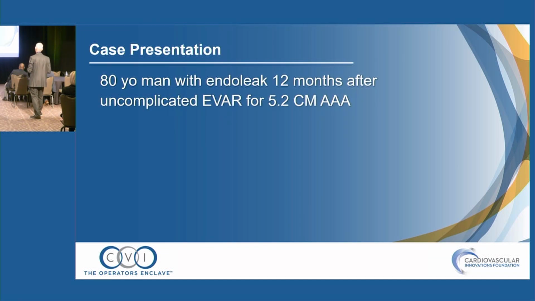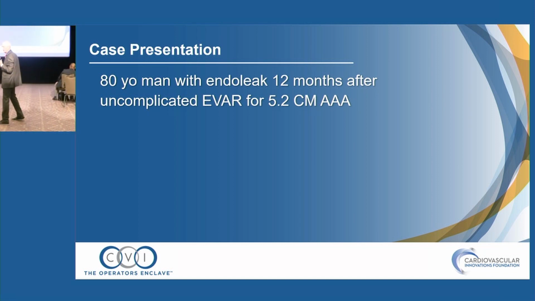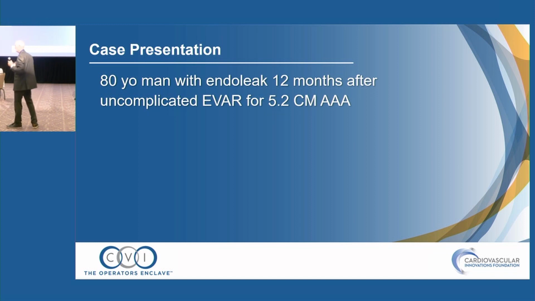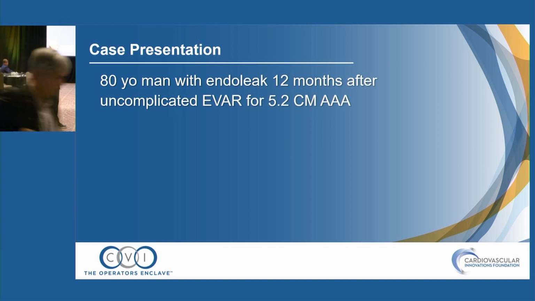So we'll present an 80-year-old man. He's had an endoleak noticed 12 months after an uncomplicated EVAR for a 5.2 centimeter aneurysm. Now, your first question would be, why are we fixing a 5.2 centimeter aneurysm in an 80-year-old man? What's the purpose of aneurysm repair? It's to prevent you from dying from an aneurysm. And at 80 years of age, what do you think the estimated annual risk of rupture of a 5.2 centimeter aneurysm is?